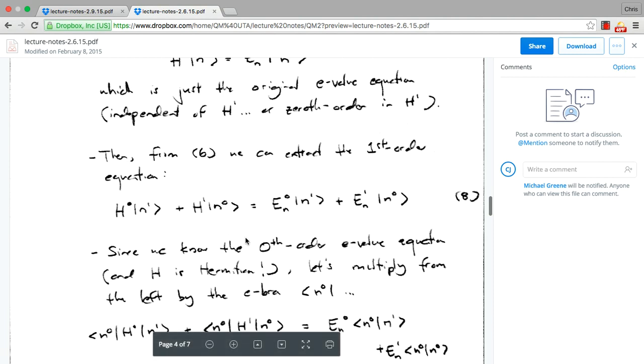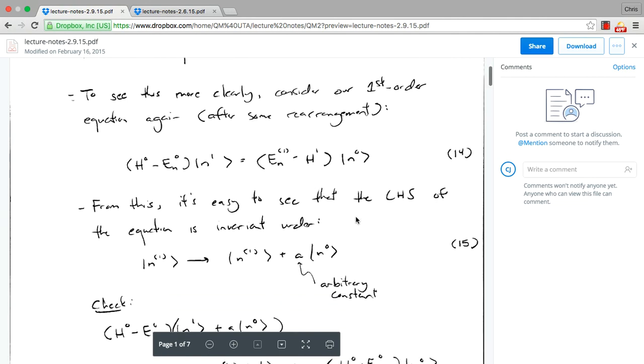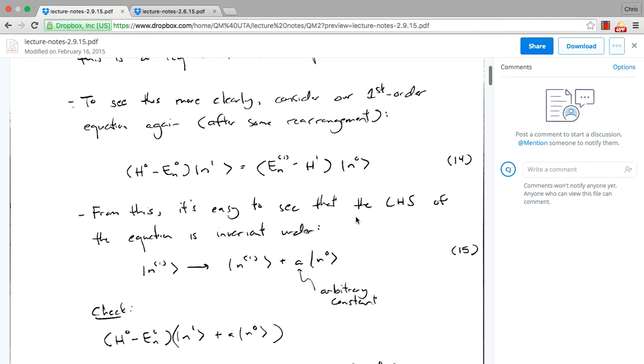So what I want to do is move these things around so that I get the unperturbed Hamiltonian being subtracted by the unperturbed eigenvalue hitting on this perturbed ket. While on the other side, I've got the perturbed energy, the perturbed Hamiltonian acting on the unperturbed ket, right? And from this, we can see that the left-hand side of the equation is going to be invariant under a particular type of transformation, right?